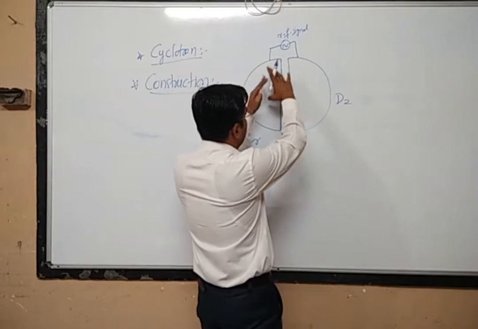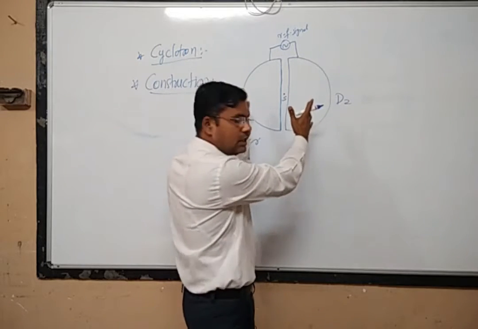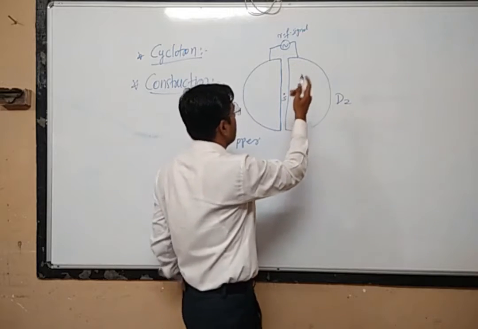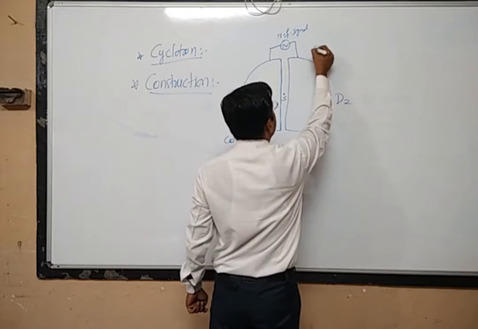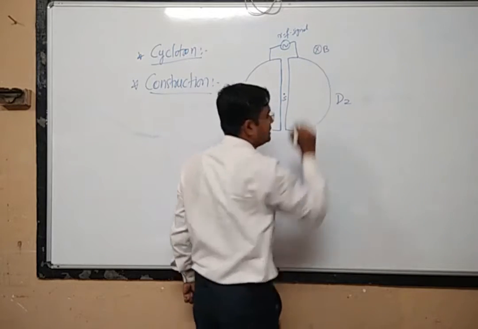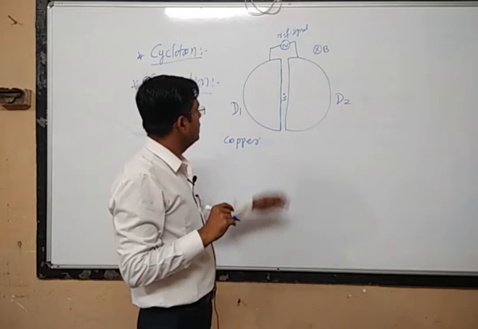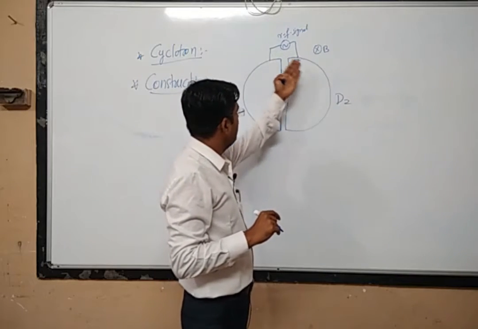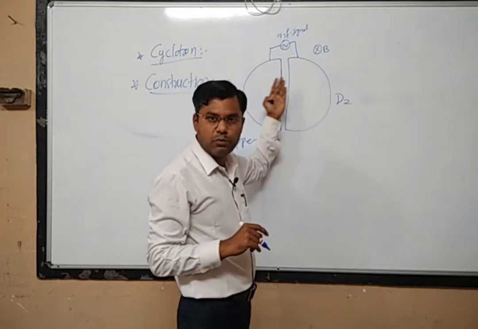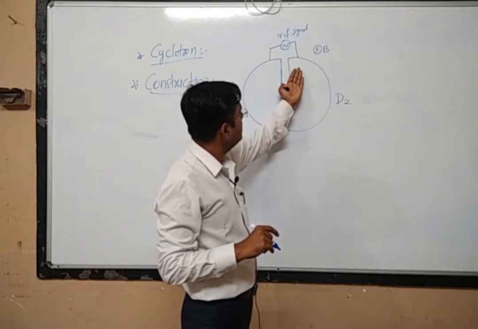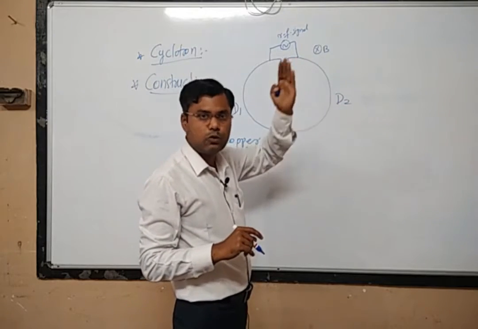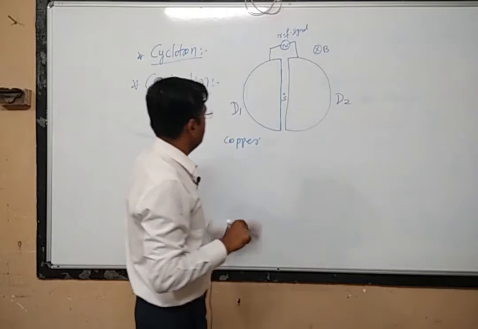So I will take this structure and put it into the magnetic field. The magnetic field in this case will be represented by the cross sign. Cross sign means the direction of the magnetic field is perpendicular to the plane of the board, and it is directed outward.